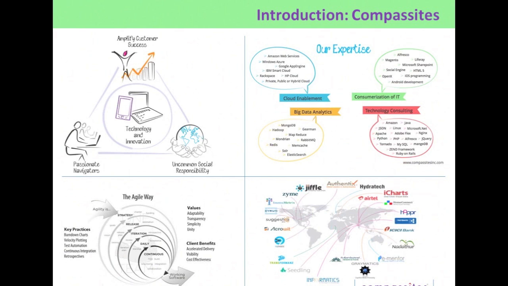Another of our expertise is business big data analytics, wherein we deal with NoSQL, MapReduce, Hadoop, MongoDB, Mondrian, and all. Another expertise is consumerization of IT, and then technology consulting, wherein we deal with leading edge technologies. Compassites does its projects in an agile way, and we follow Scrum. And in the last 7 years, we have fostered around 25 software products in various domains and various technologies.